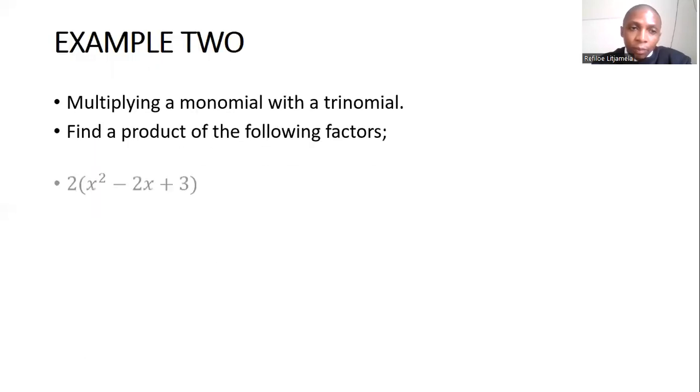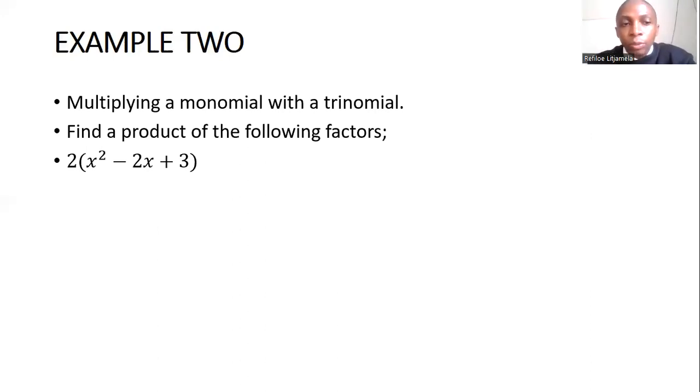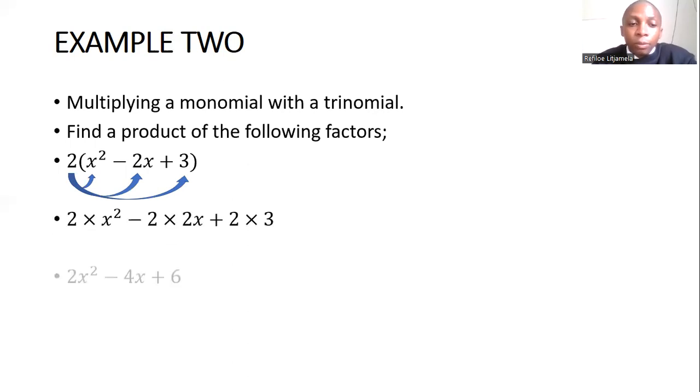All right, let's multiply a monomial with a trinomial. The principle is still the same. You will take 2 multiplied with the first term inside the bracket, take 2 multiplied by the second term inside the bracket, and take 2 multiplied by the third term inside the bracket. So 2 times x squared will give you 2x squared. 2 times minus 2x will give you minus 4x. And 2 times positive 3 will give you plus 6. When you simplify that, you will get 2x squared minus 4x plus 6.